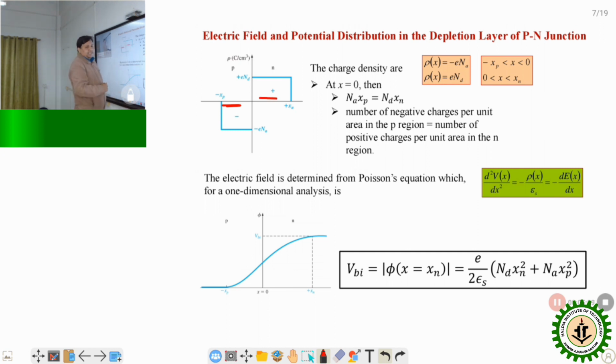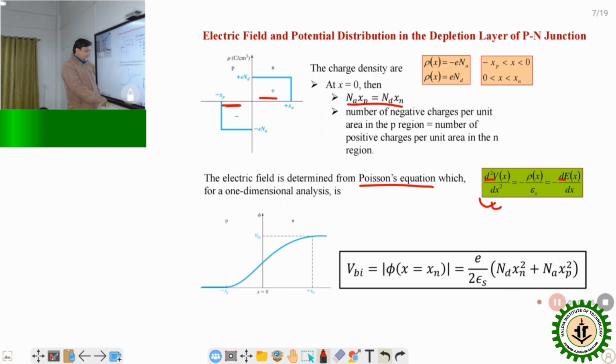At x equal to 0, the number of negative charges per unit area in the P region is equal to the number of positive charges per unit area in the N region. So we can write Na xp is equal to Nd xn. We can determine the electric field and potential distribution from Poisson's equation. This is the Poisson equation. From this equation we can find the potential and the electric field.